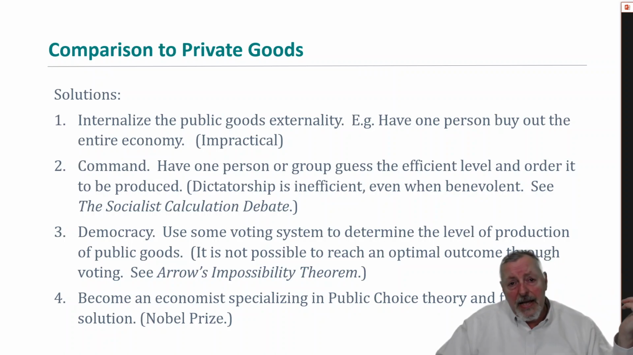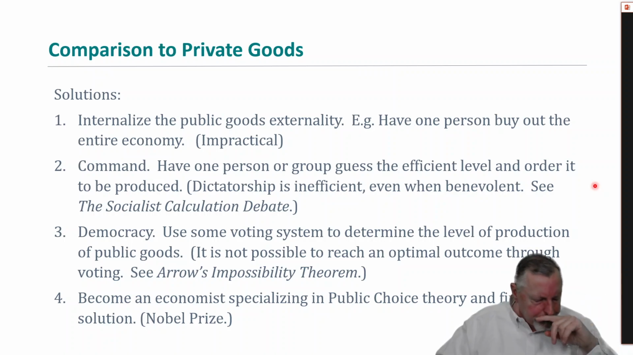Second, command. You can have one person or a group of people simply figure out as best they can what the efficient level of public good is, and then just order everybody to do that. Well, that doesn't work well, because dictatorship is inefficient. Even when it's benevolent. Obviously, dictators tend not to be benevolent. You give too much power to someone, bad things happen. It's certainly a lesson of history.